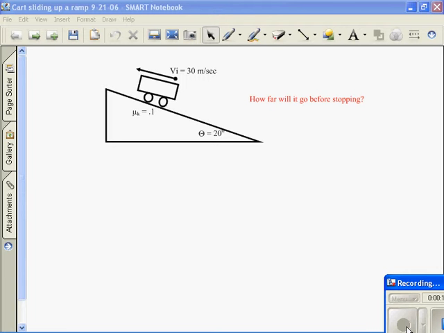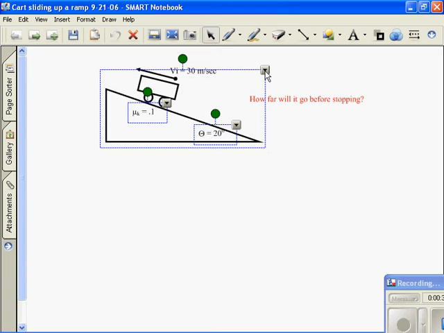Up a 20-degree ramp, going 30 meters a second, uphill as I said. I want to know how far he'll go before stopping. He will have a free body diagram on him. In fact, let me see if I can trace that out.